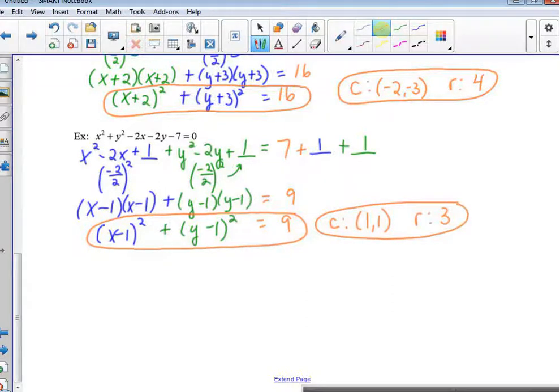So that's how we use completing the square to write equations of circles from standard form to center radius form.